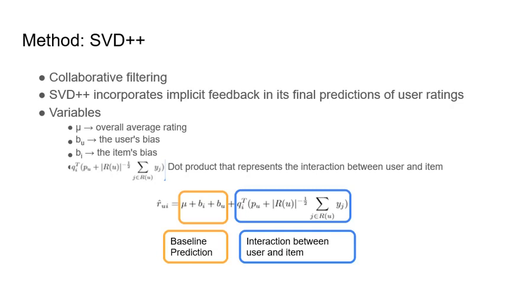And we specifically wanted to use SVD++, which incorporates the implicit feedback during the final predictions of user ratings. The equation used for SVD++, which was our method of choice, is seen here, and there are two parts. First, the baseline prediction, which incorporates the overall average rating for that item, and then the user's bias and the item's bias. The second aspect is the dot product seen there in the blue, and that is the interaction between a user and item. For us, we use SVD++ to estimate ratings of a user on a specific quantity of an item.